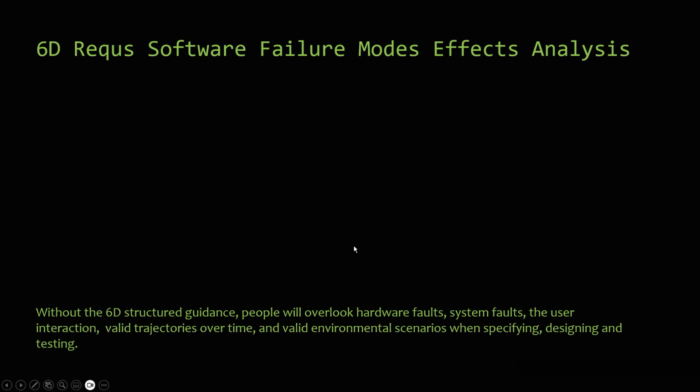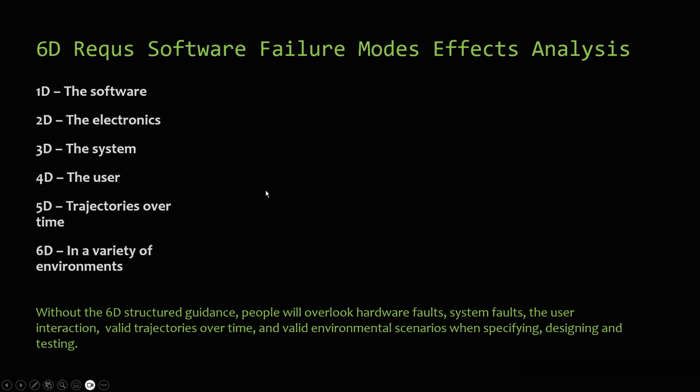Okay, let's take a look at how the 6D Requs Software Failure Modes Effect Analysis works. These are the 6 dimensions. The first dimension is the software itself. The second dimension is the electronics. The third dimension is the system, comprised of all the subsystems and parts. The fourth dimension is the user. The fifth dimension is trajectories over time.